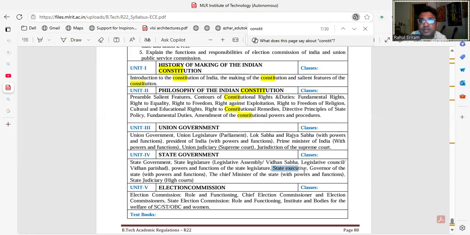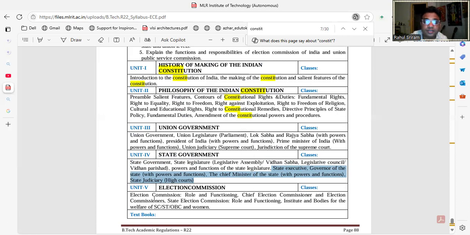Right, and the state executive owner of states. Okay, now, with powers and functions, chief minister of the state, powers and functions, state judiciary, high court. State judiciary means high courts, right? High Court of Telangana, High Court of Karnataka, like the different high courts will be there.